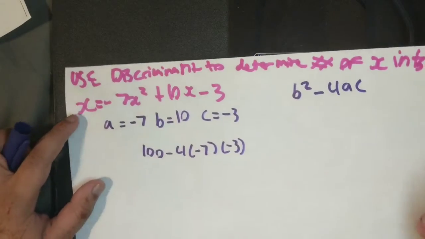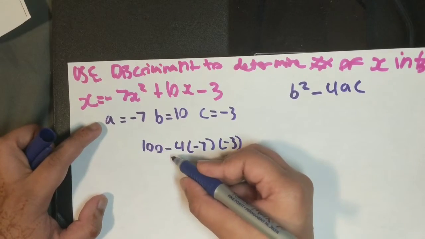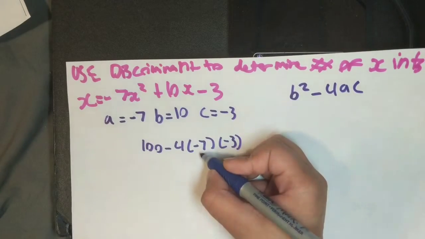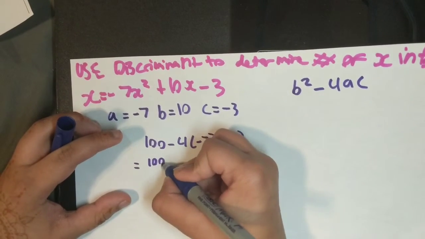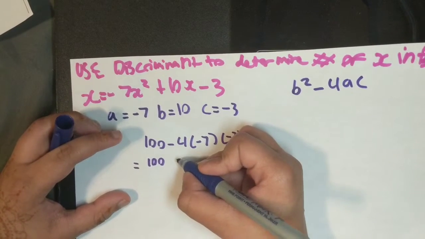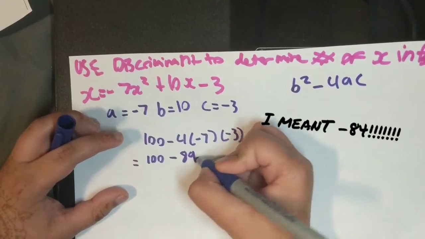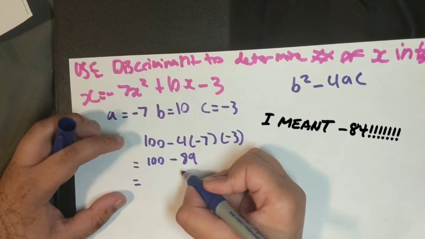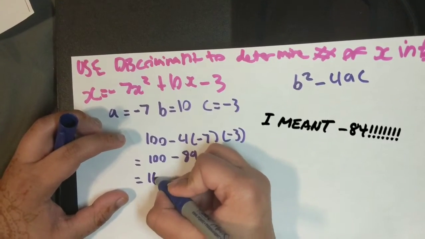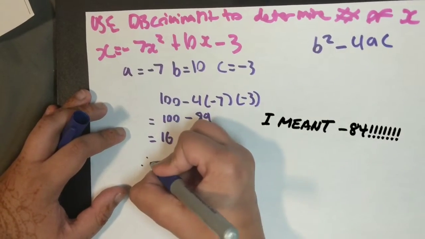So negative 4 times negative 7 times negative 3 gives us negative 89. And 100 minus 89 is 16. So now we write our final therefore statement.